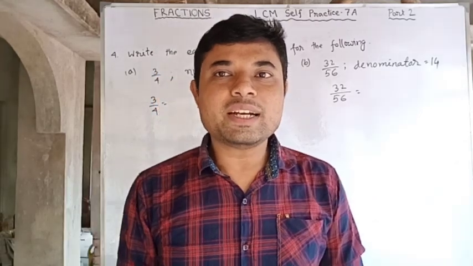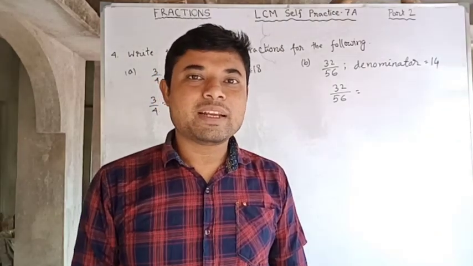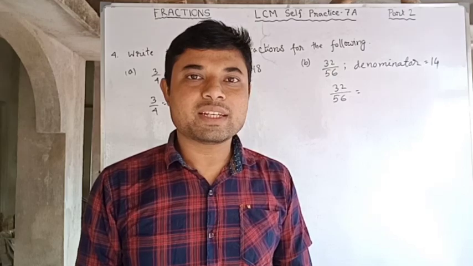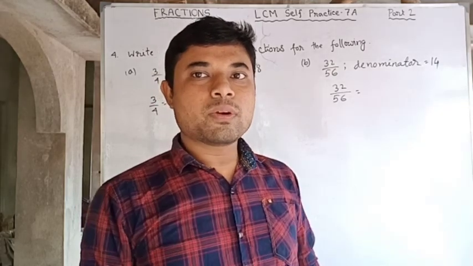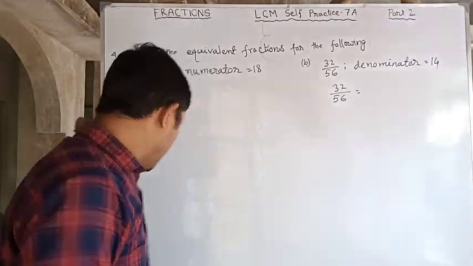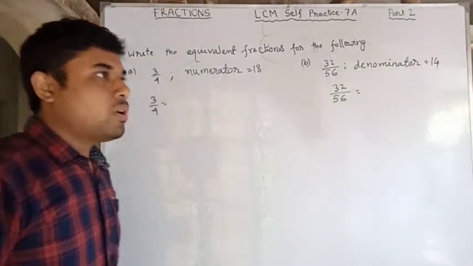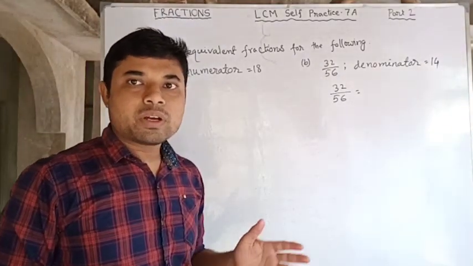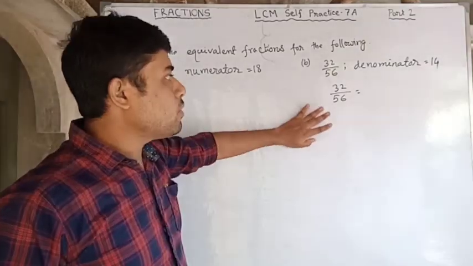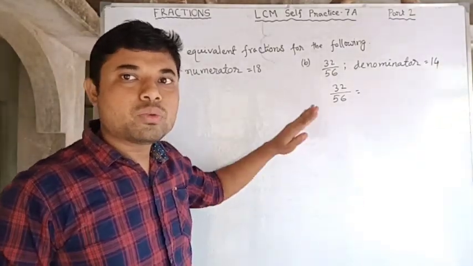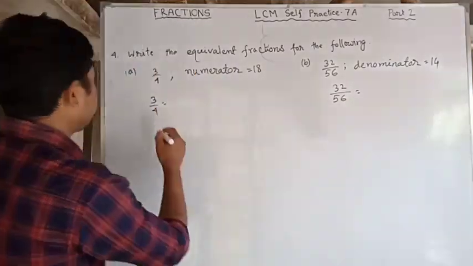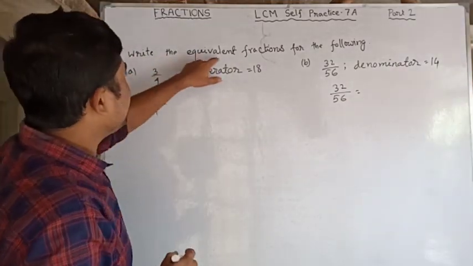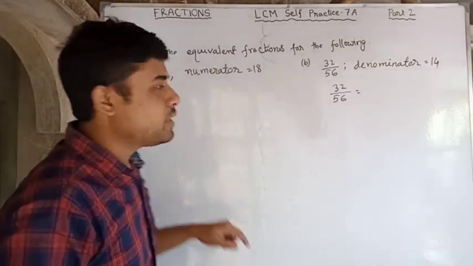Today we are going to start LCM Self Practice 7A from the chapter Fraction, and this is the second class of this self practice. Okay, from question number 4 we will start. Question number 4 we have done yesterday. Two questions left we will do. You can do this in another way also. See, write the equivalent fractions for the following.